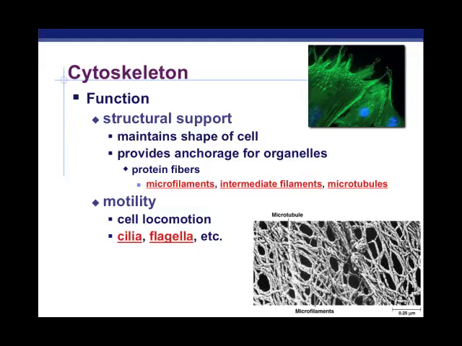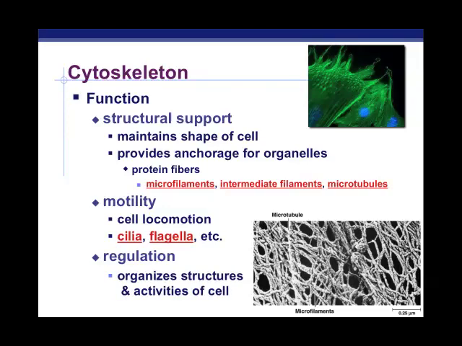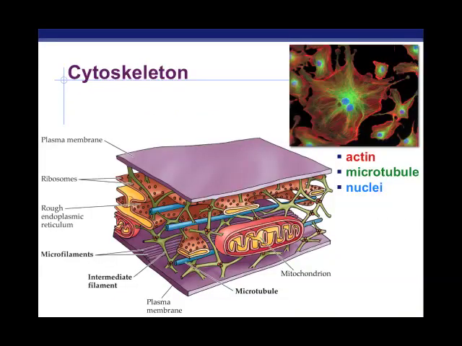Cilia and flagella are 2 examples of cytoskeleton tissue that help move the cell or move things along inside the cell. The cytoskeleton is important for regulation of what goes on in the cell. And here's a little picture that sort of shows what it looks like and how it anchors all the organelles inside. And the picture in the upper right is a picture that shows that they've died, and you can see the skeletal network inside each of the cells.